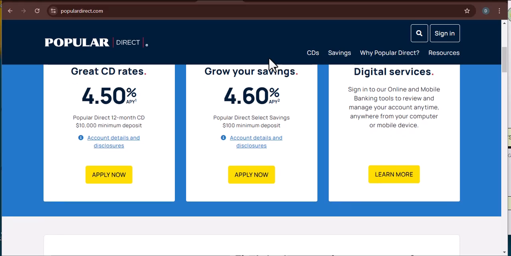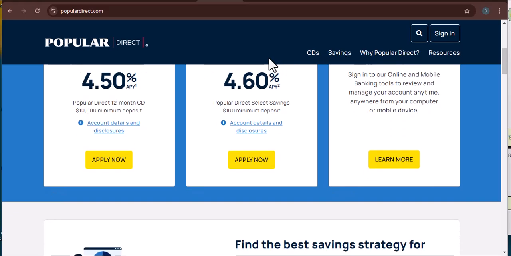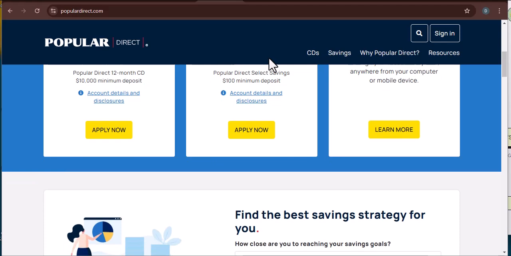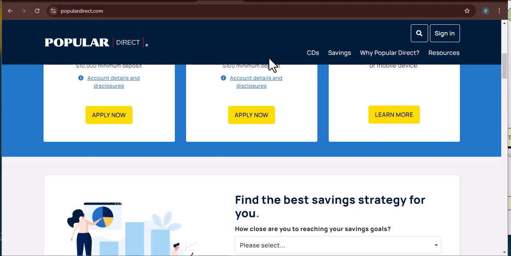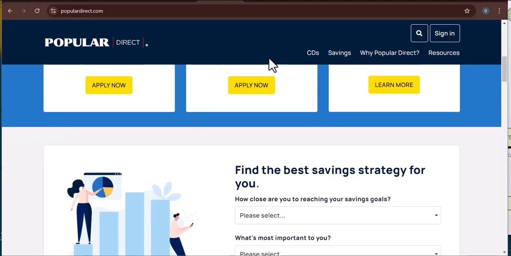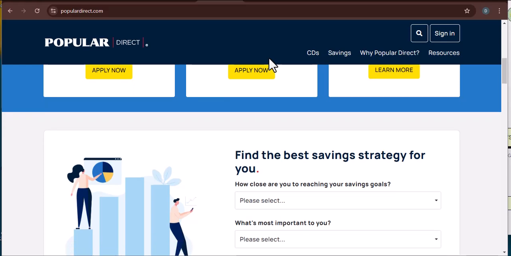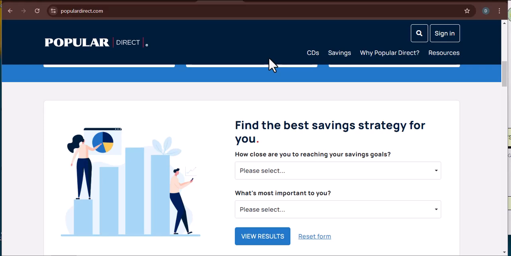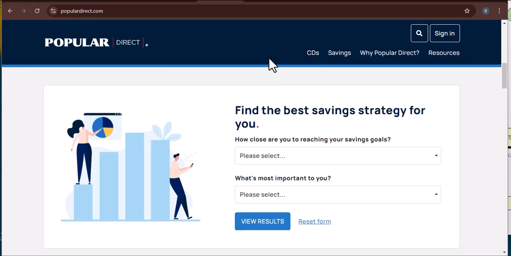How to withdraw money from Popular Direct. There are a few different ways to withdraw money from Popular Direct. Here are the most common methods. Transfer money to another bank account. This is the most common way to withdraw money from Popular Direct. To do this, you'll need to log into your online banking account and set up a transfer to your other bank account.